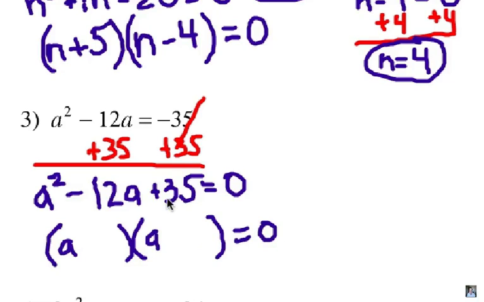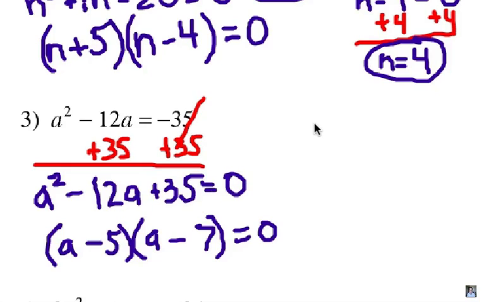And I need factors of 35 that add to 12. So I'm thinking 5 and 7, right? 5 and 7 would add up to 12. And notice how they would both have to be negative middle terms when I use the FOIL method. Okay, so negative 5 times negative 7 gives me my positive 35. And negative 5a with that product right there, and negative 7a with those outside terms right there would give me the negative 12a middle term.